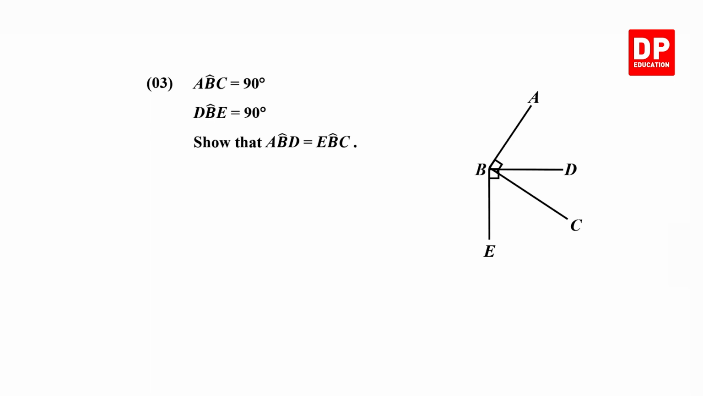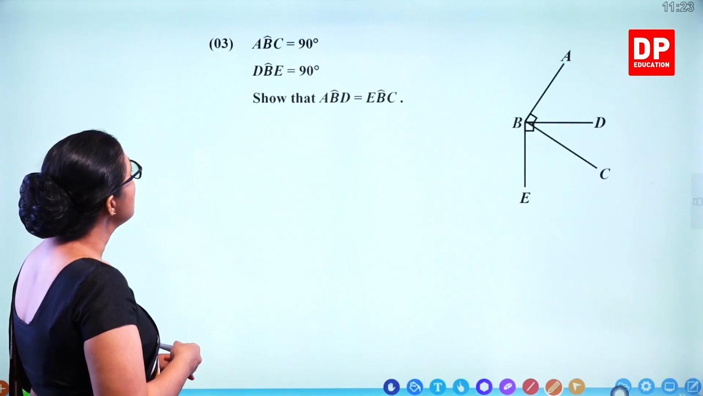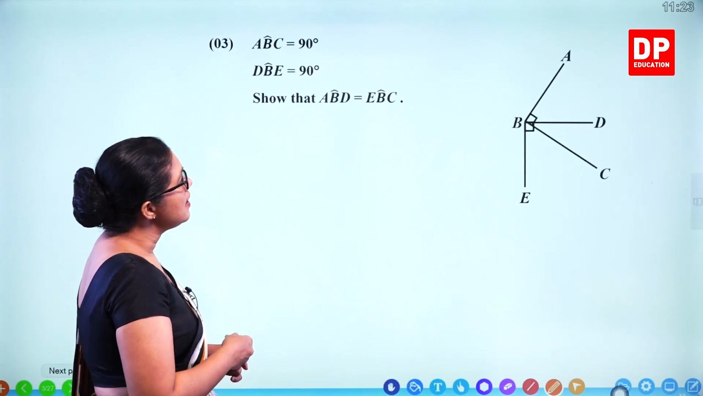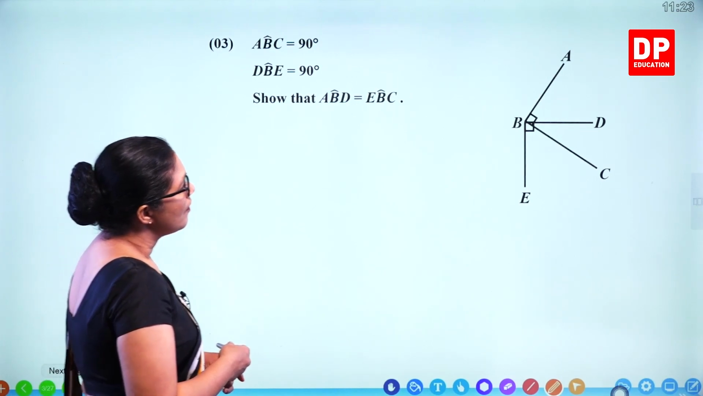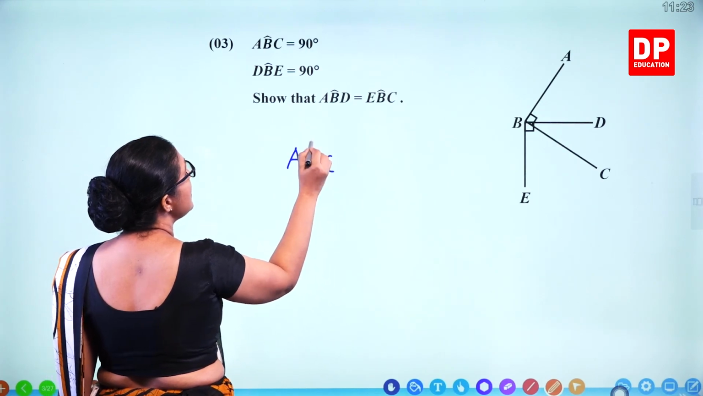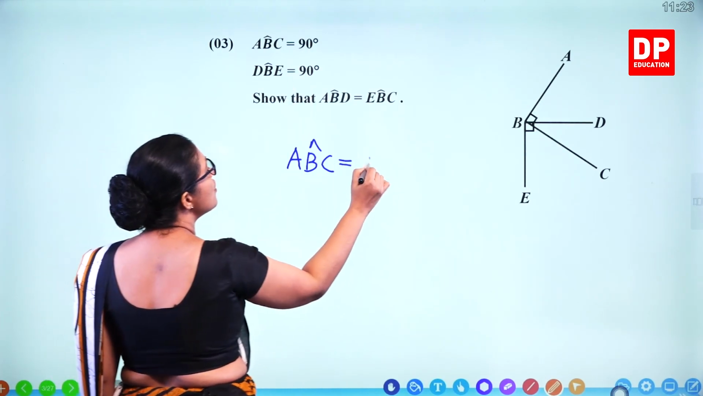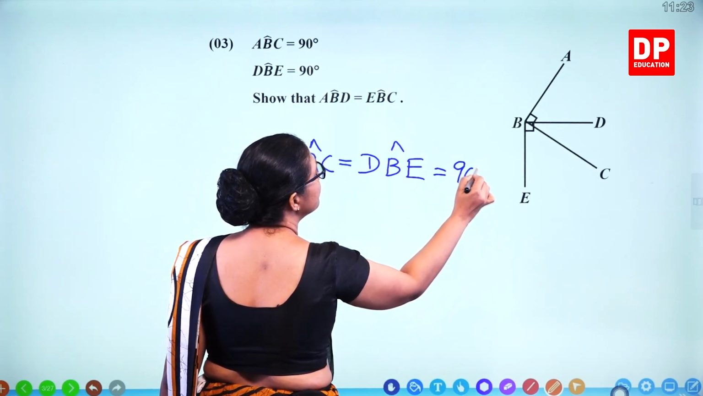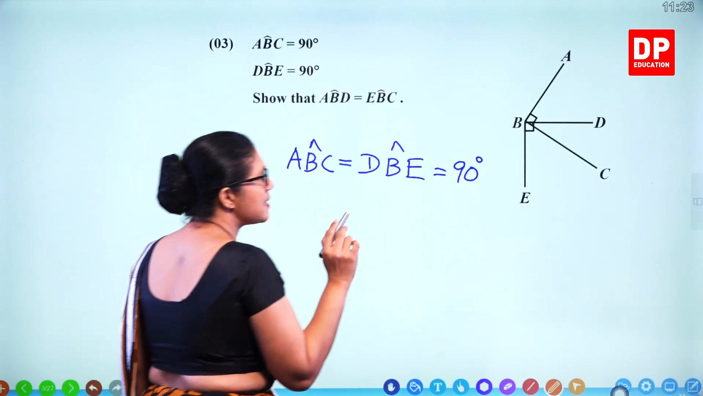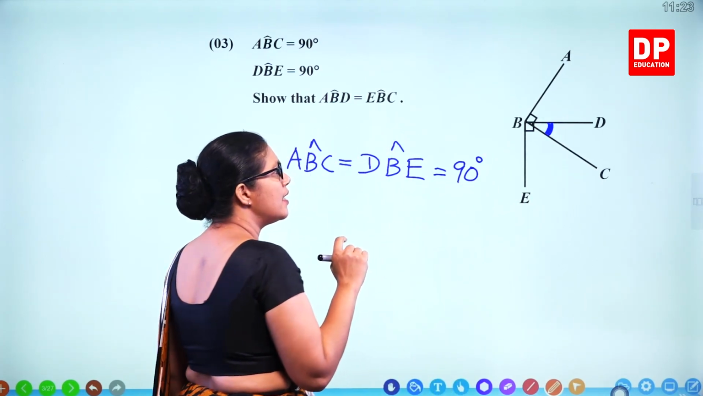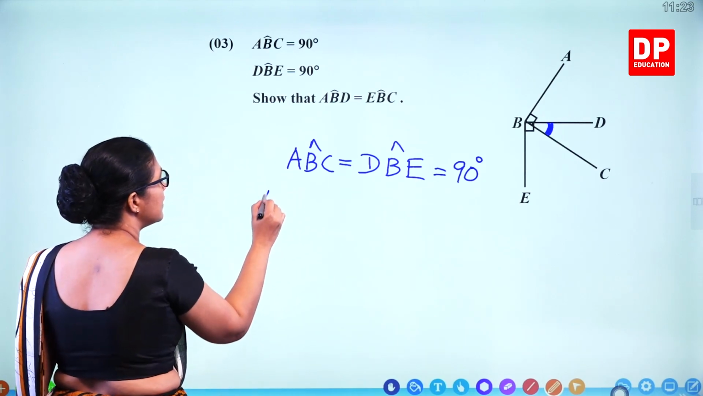Question number 3. ABC is 90, DBE also 90. Show that ABD is EBC. So here it's given ABC is equal to DBE because both are 90 degrees. Now I want to subtract this angle from both. That's common, the angle DBC.